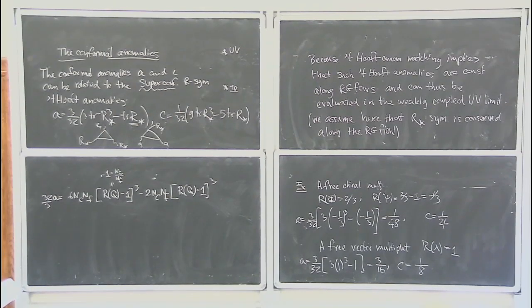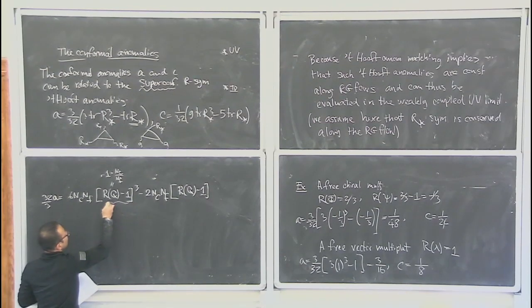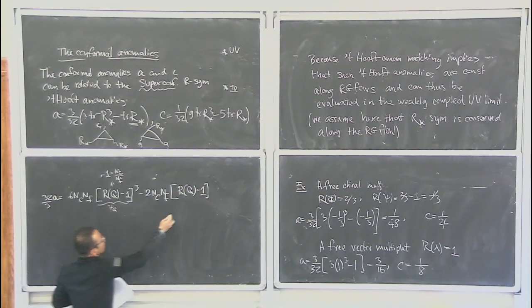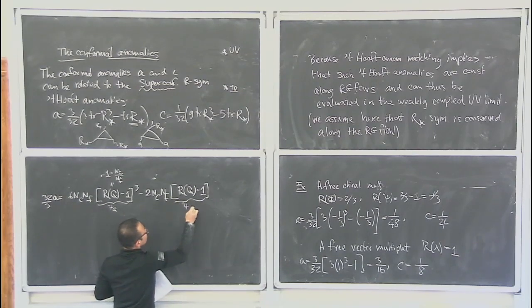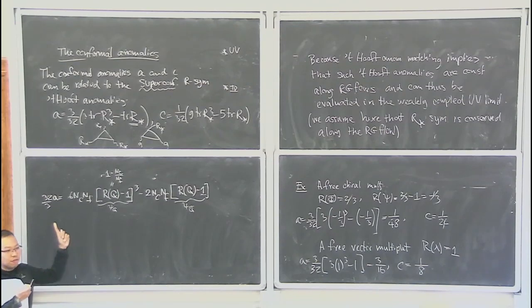Oh, did I say something? 3 times. No cube, I'm sorry. This is the first term. Okay? Now, this is the contribution from psi of Q. This is psi of Q tilde. Okay? You agree with me? So this is the contribution from Q tilde.